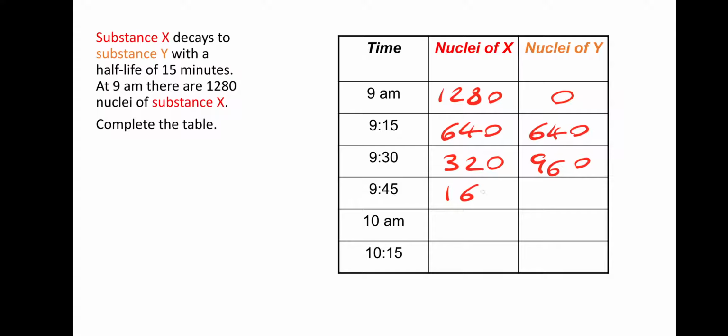Same again, halve to 160, add the 160 that's gone onto the 960 to give 1,120. Halve to 80, add the 80 on to give 1,200. Halve to 40, add the 40 on to the 1,200, so 1,240. So that should have been okay. Hopefully there's no issues there. Let's have a look at what's next.